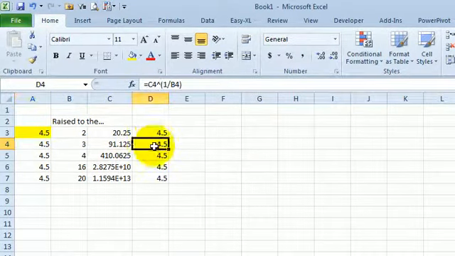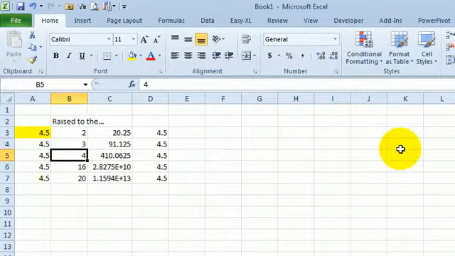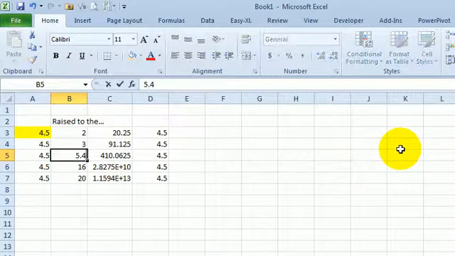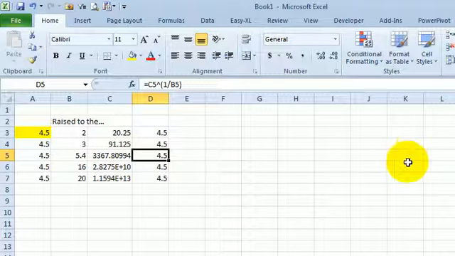Now, of course, you would use this when you didn't know what the original answer was. You had this and you needed to work backwards. It all works. We could even try raising 4.5 to the 5.4 power. And it goes right back. There you go. So cube roots, while there's not a cube root function, you raise it to the 1 divided by 3 power, and you're all set.